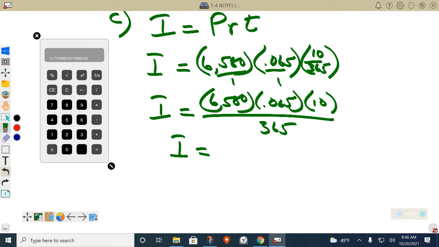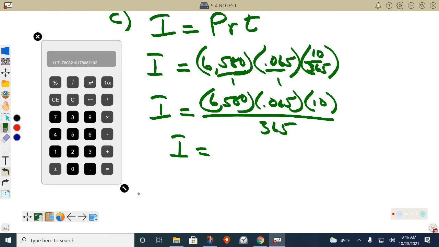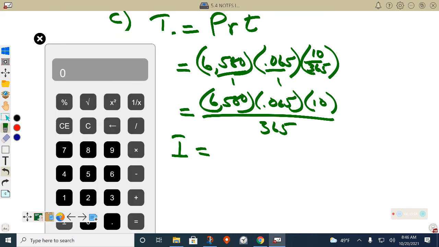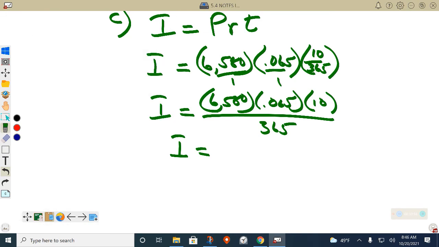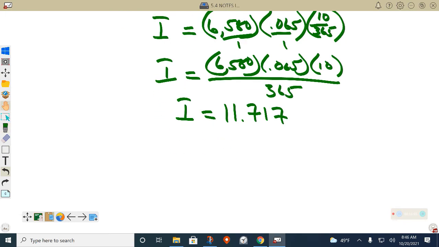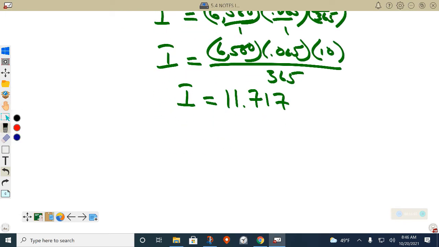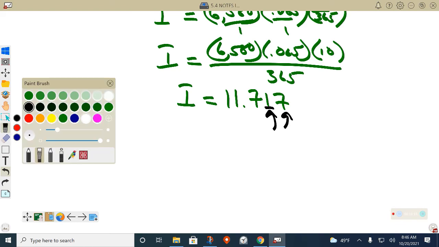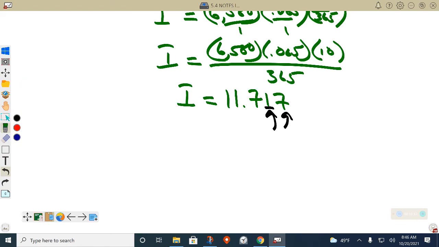Because I have 11 point, if you guys can see the screen here, look at the pennies place. It was a 1 and next to it was a 7. In other words, it looked like that, 11.717. But we need to round to the nearest penny, which is the 1 right there. I look to the right of it, this is 5 or bigger, so the 1 penny turns to 2 pennies. So the interest then is $11.72.